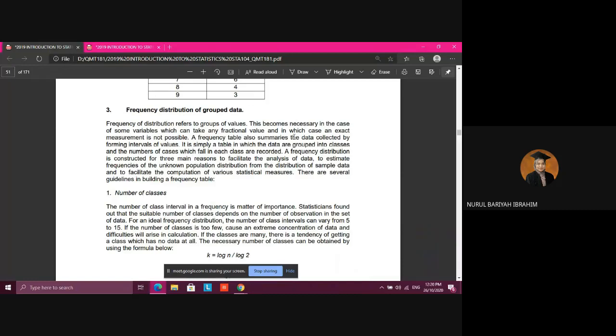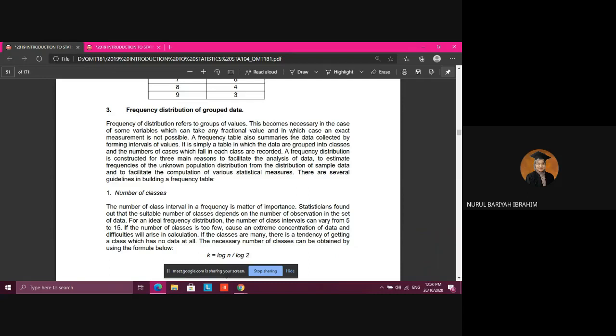Okay, the next one is graphing the data, graphing the quantitative data for group data. Okay, so the first one is frequency distribution. Frequency distribution for group data is the same as ungroup data. We need to count the value.